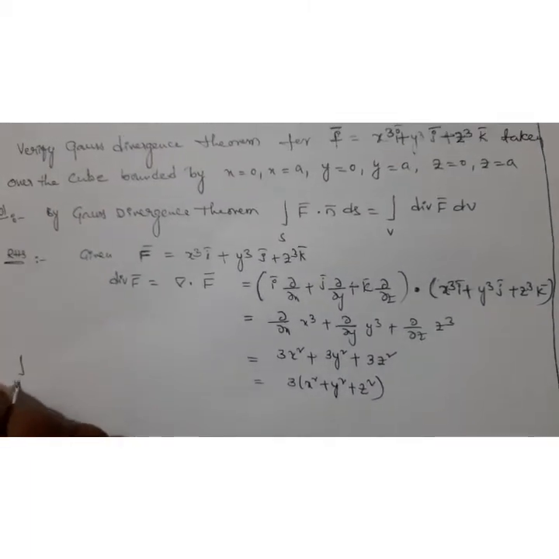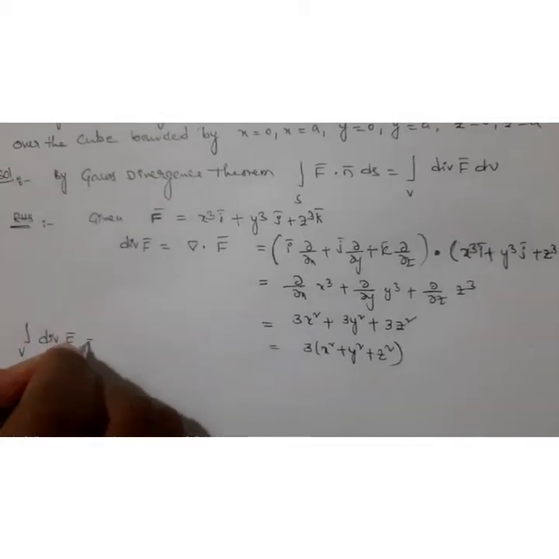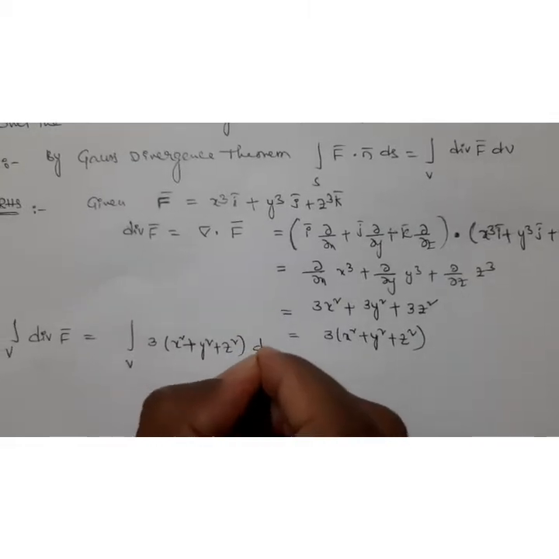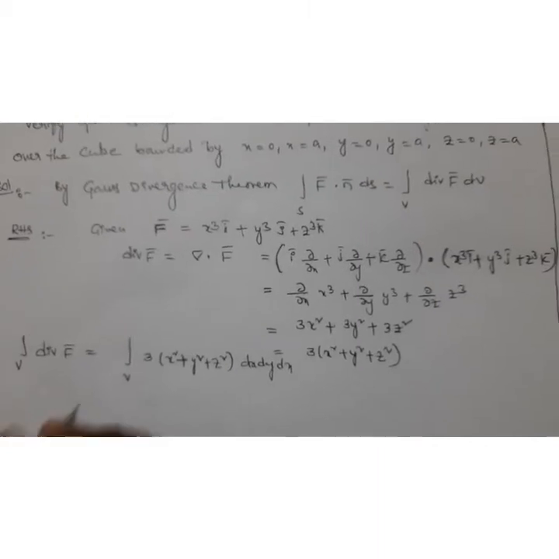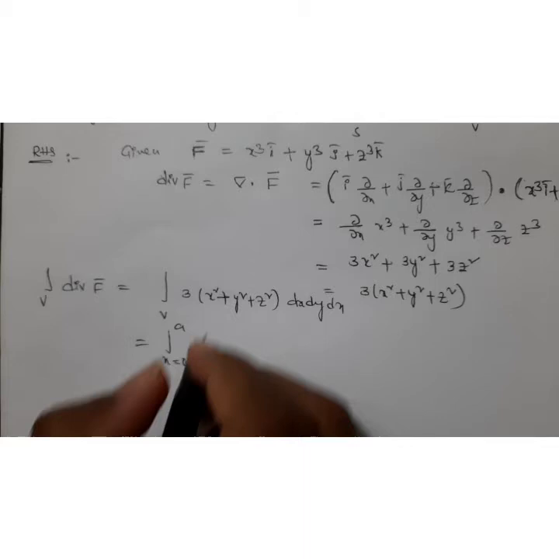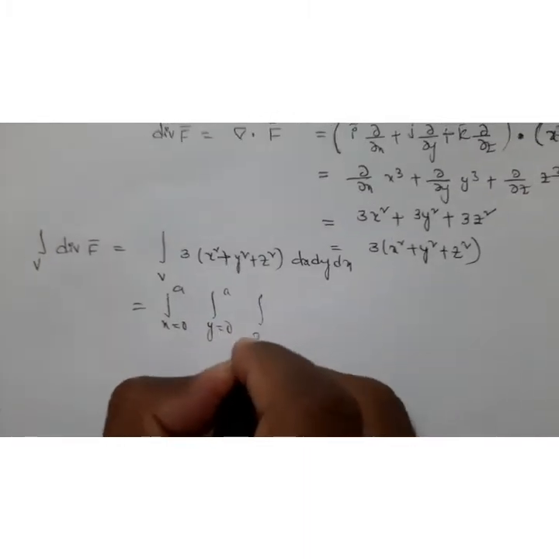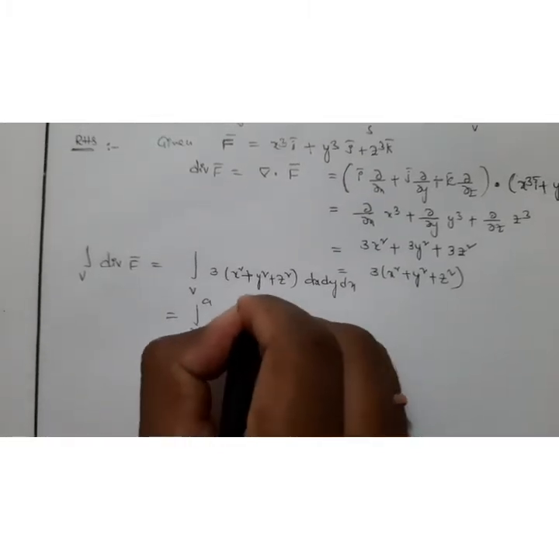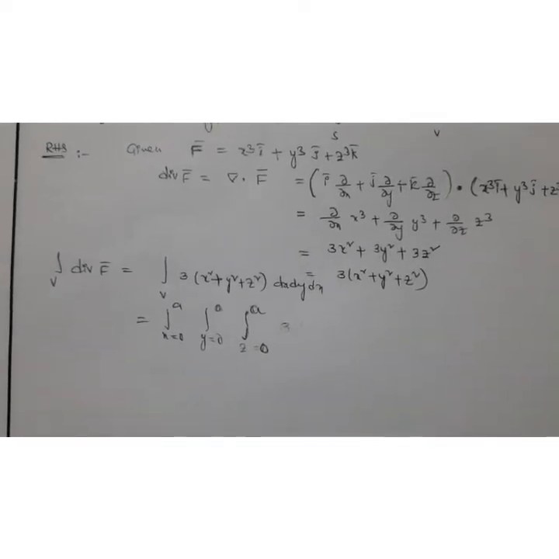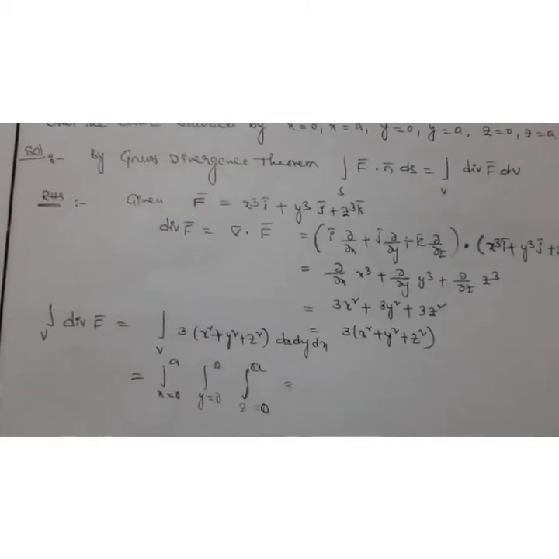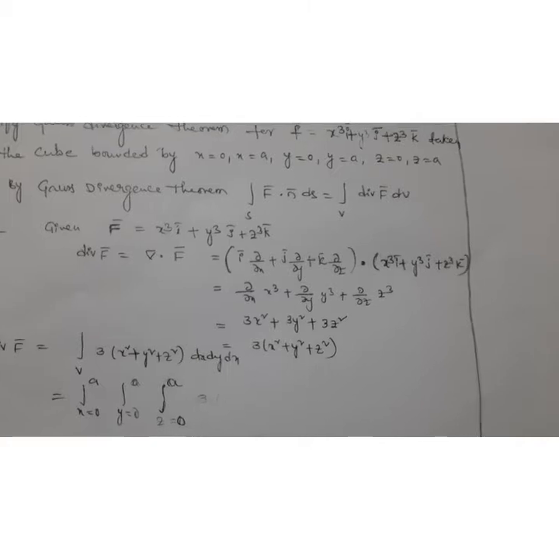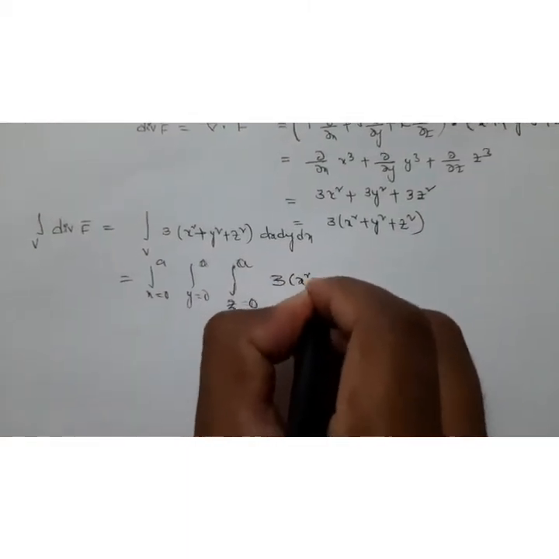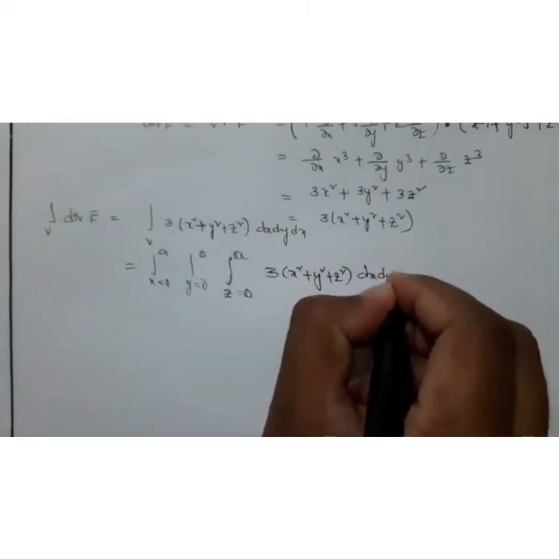Next, the RHS is integral over V of divergence of F bar, whose value is 3 into x square plus y square plus z square into dx dy dz, where x varies from 0 to a, y varies from 0 to a, and z varies from 0 to a.